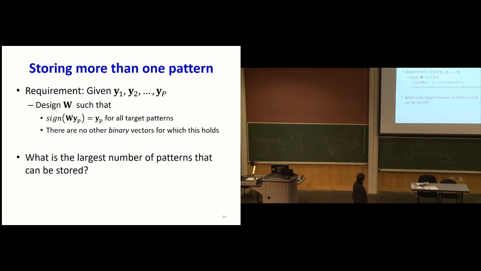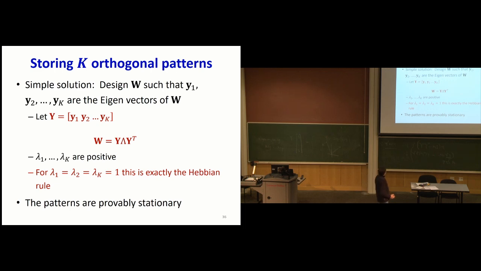If I have n such patterns, then this matrix is going to be complete, right? So here's a simple solution. I can stick all of my y1 through yk into a matrix. So long as my patterns are orthogonal, and I'm speaking strictly of orthogonal patterns, I can stick them into a matrix. And this lambda is going to be my matrix of eigenvalues. And I just say y times lambda times y transpose, that is going to give me my weights matrix.